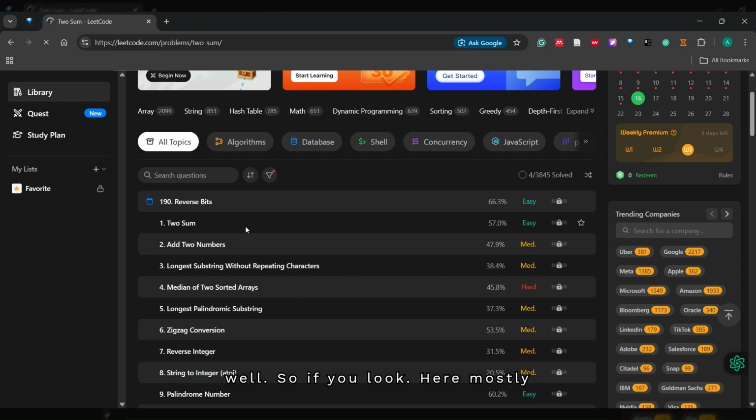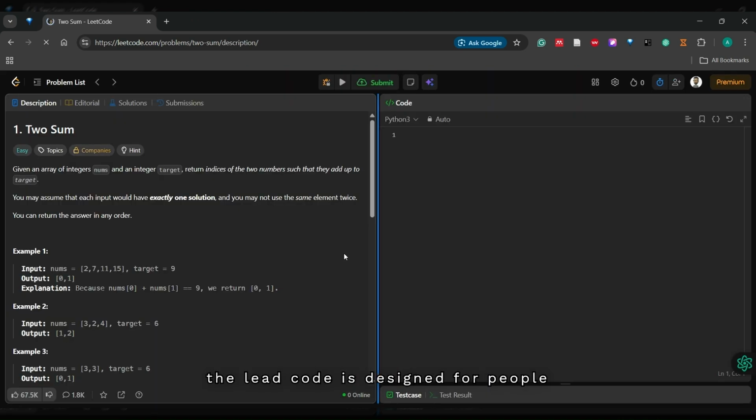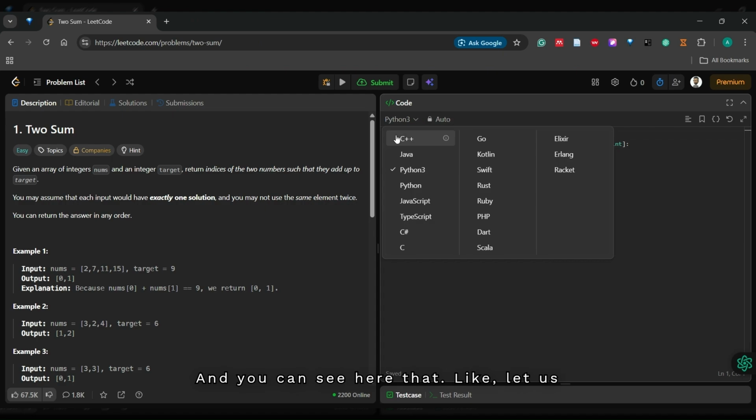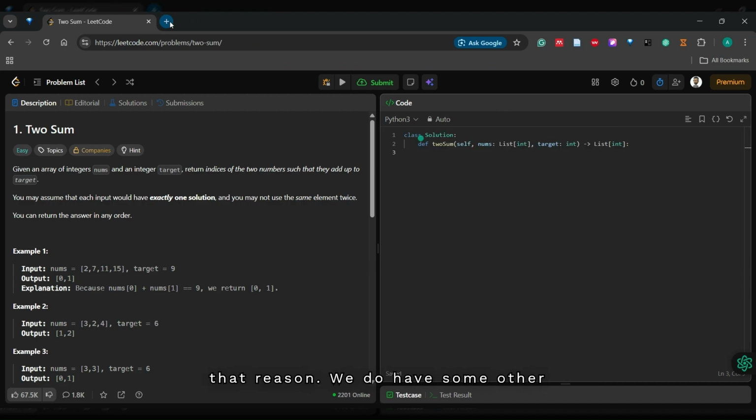Mostly LeetCode is designed for people who are opting for a Python developer role, so they are mostly focused on data structures and algorithms. Let us suppose you are interested in working as a data scientist, a machine learning engineer, or a data analyst. Or let us suppose you're working with biological data and you want R for bioinformatics. You don't see that R is supported in LeetCode. So for that reason, we do have some other options.